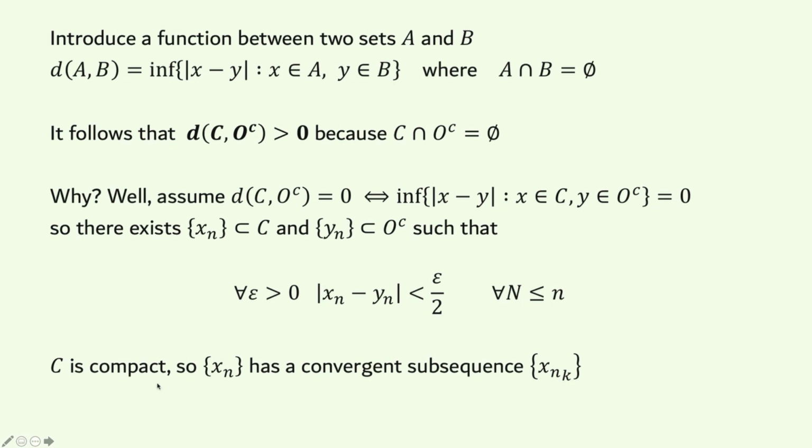Now, C is compact. Here I just wrote it like that, but we have to justify why. C is closed and bounded, and we're working in the real line, so using the Heine-Borel theorem, we can conclude that C is compact. This obviously doesn't work in general metric spaces, but here we can use it because we're working in the real line. So C is compact, so we know that this xn, the sequence that I chose inside of C, has a convergent subsequence xnk. That is the definition of a compact space, that's how we define it sometimes.